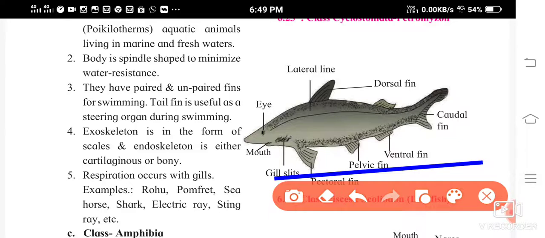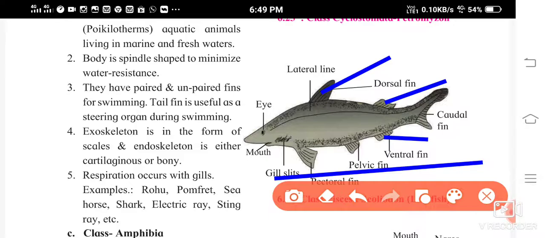They have paired and unpaired fins for swimming. So they have paired fins as well as unpaired fins. You can see these fins on both the sides, so they are paired, but some fins are not paired. Like you can see over here, this is the dorsal fin. It's not paired, isn't it? The tail fin is useful as a steering organ during swimming.